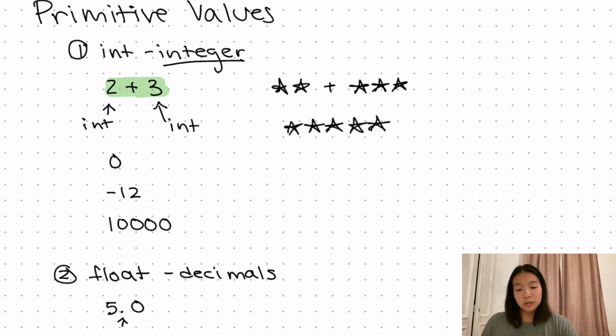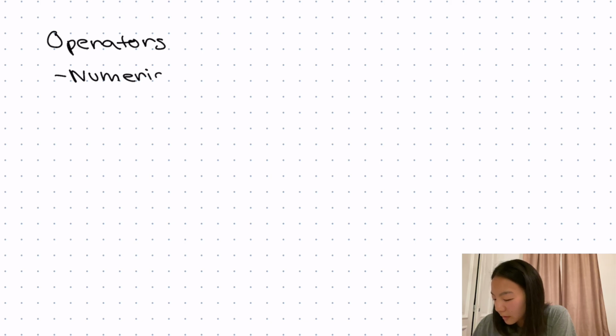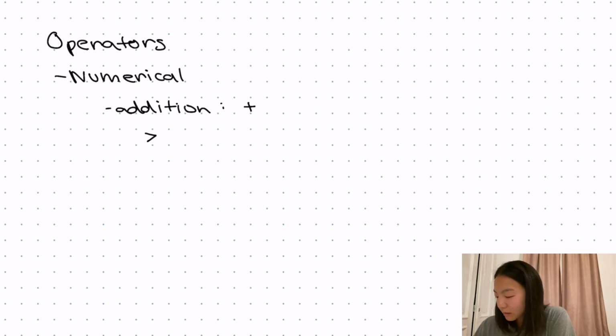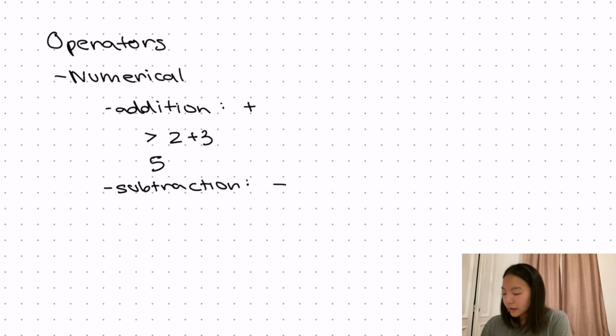Now let's see what we can do with these. We are now going to talk about operators. Okay, so with operators, first we're going to discuss the numerical ones. Numerical operators. You've already seen one of them actually, and that's addition. So we denote addition with a plus. So remember how, if we typed into the console 2 plus 3, we got a 5 out. Well, that's addition. But we can also have subtraction, which is just a minus sign.